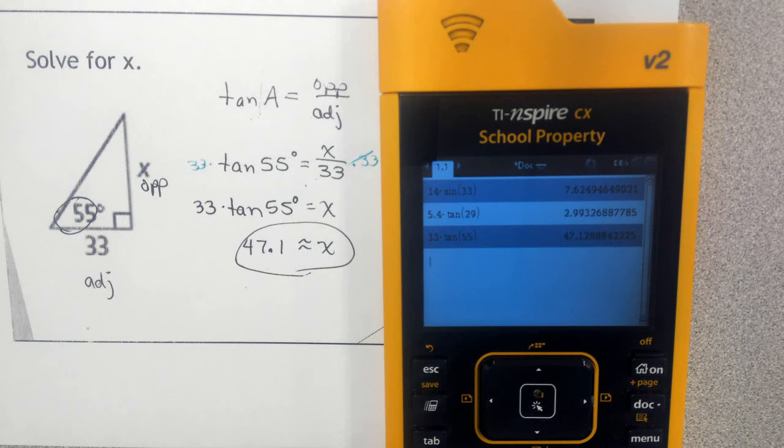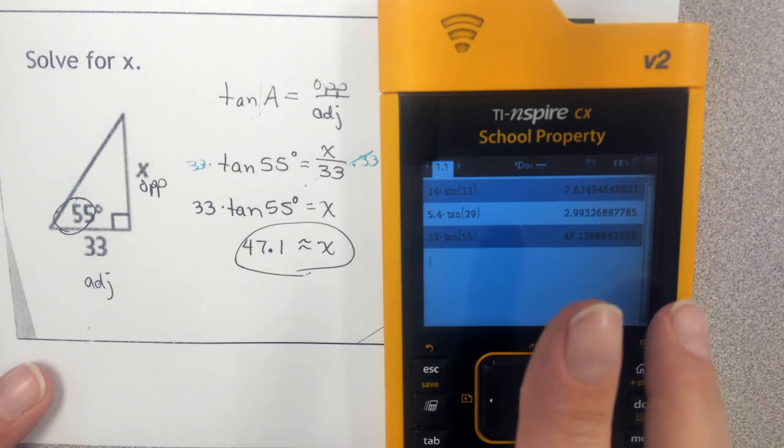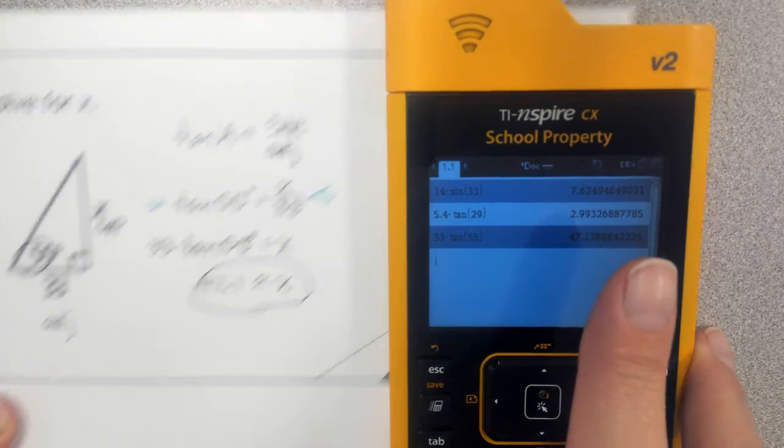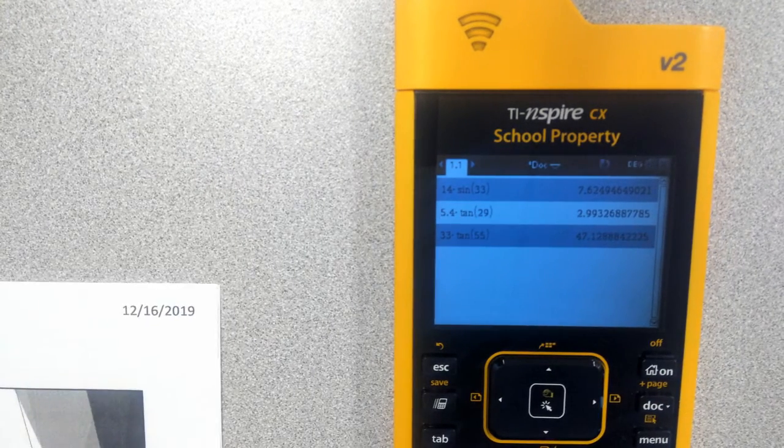Okay? We have one more question we're going to do today. So the next one's a word problem, right? It's mostly small words. Don't be scared of it. It's just got some words, but they're not bad. Okay.